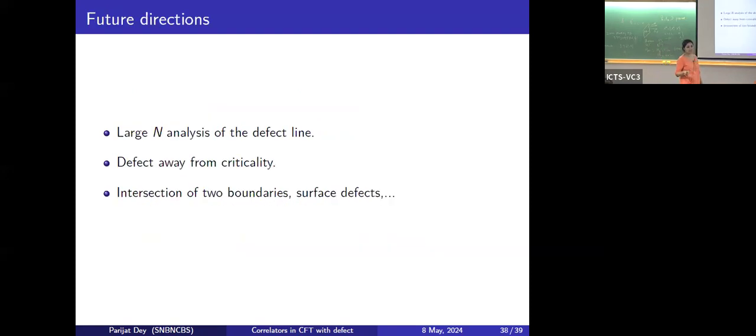So this is the last slide. There were already some questions about this large N defect line. We are currently exploring this, but as of now we do not have anything nice to say, whether it simplifies or not. So we have to see. One can also try to see what happens if we go away from criticality, so we are not at the fixed point, we just have a general quantum field theory and then add a defect. For the cubic fixed point itself, one understands the large N limit.